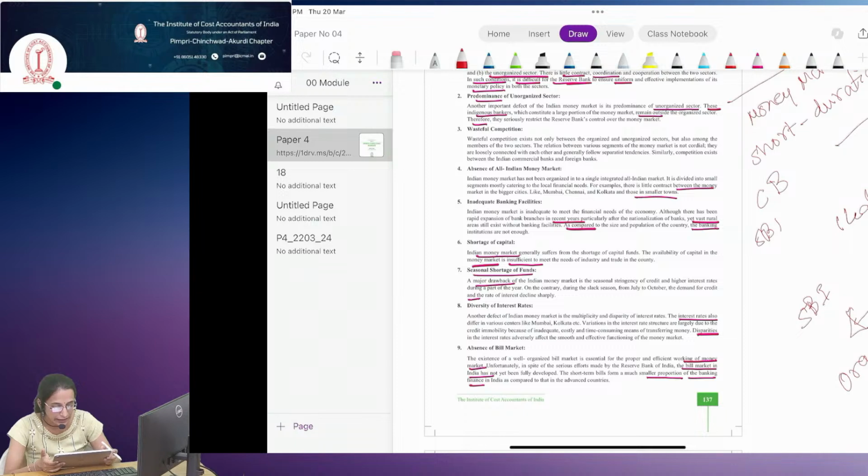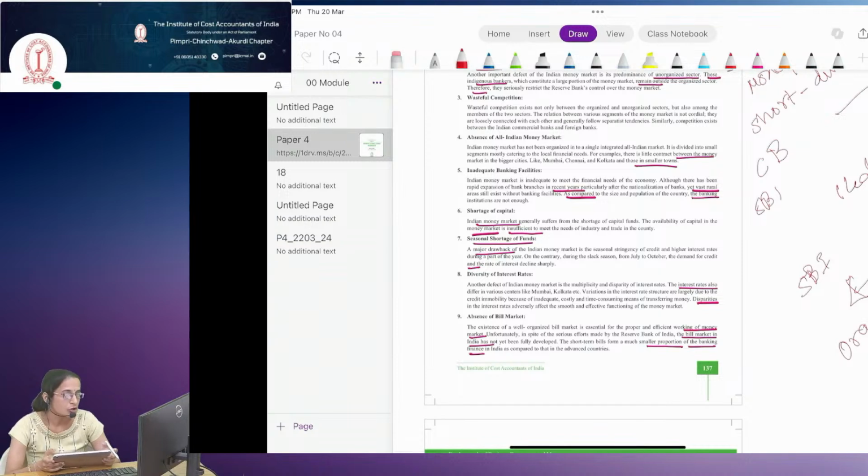Indian money market is inadequate to meet the financial needs of the economy. Although there has been rapid expansion of banks in recent years, particularly after the nationalization of banks, yet vast rural areas still exist without banking facilities, right? So in the rural areas, the banking facilities are not properly available. That's why the money market in India is not growing. As compared to the size and population of the country, the banking institutions are not enough.